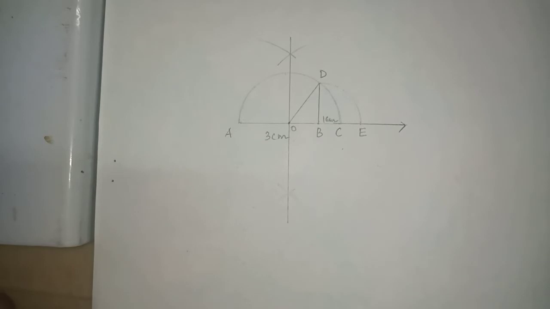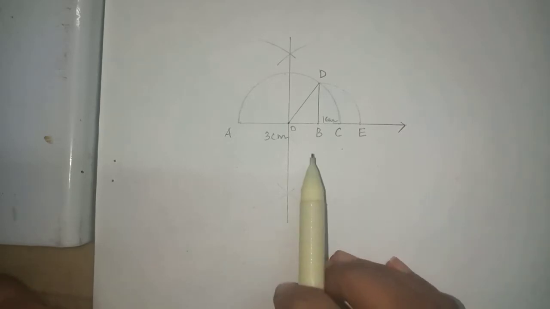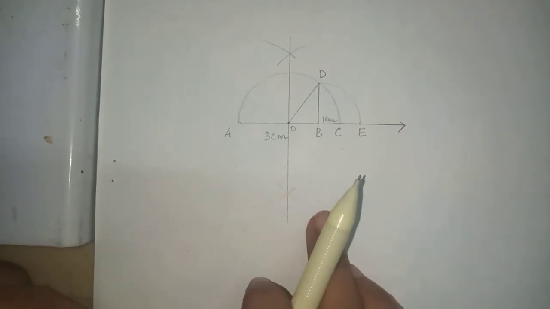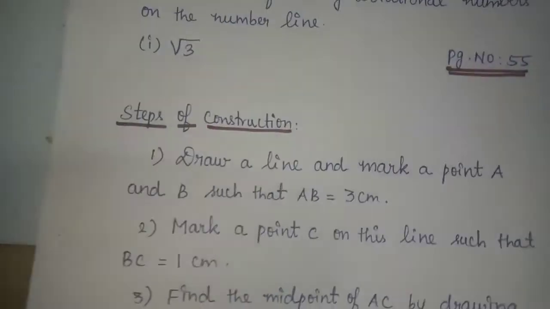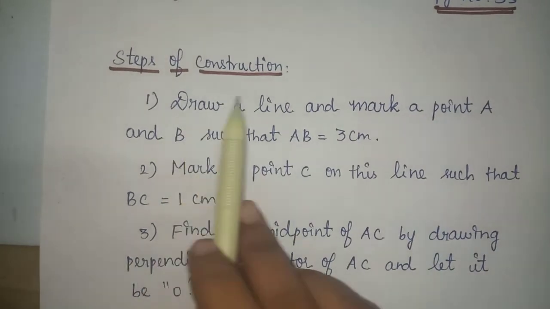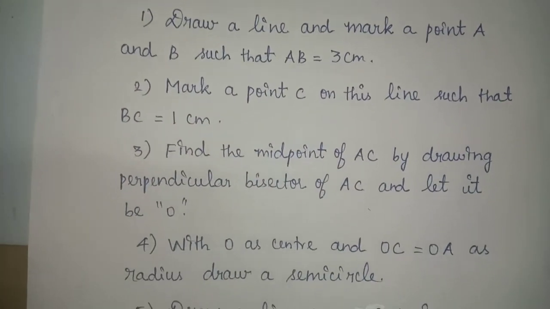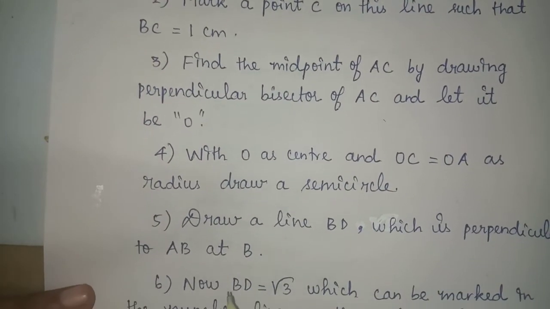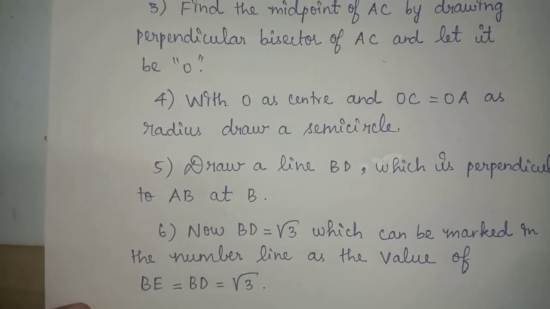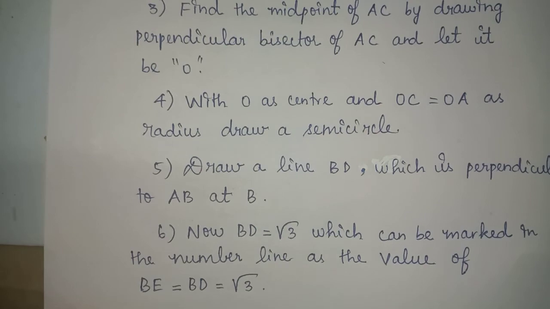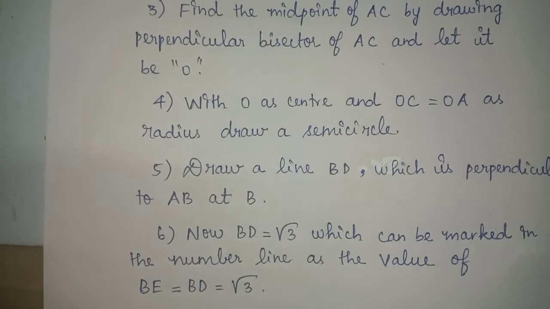For your better understanding only, I am explaining a figure simultaneously with the steps of construction. First you have to finish the geometry. Afterwards you write the steps of construction in the next page. First you have to finish the figure, then afterwards you have to write the steps of construction and you have to write the following 6 steps. So that's all students. Next now we can see the example problem.